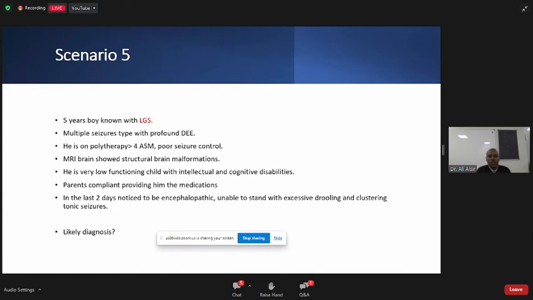I think I will skip this scenario because I already discussed it. It's just a patient with Lennox-Gastaut syndrome, which is epileptic encephalopathy.